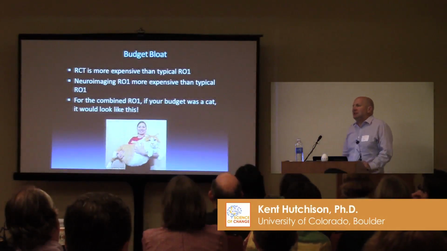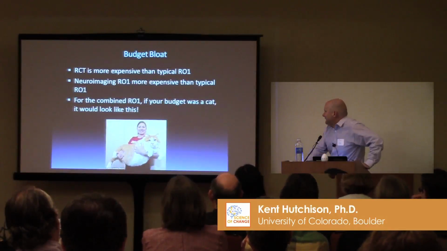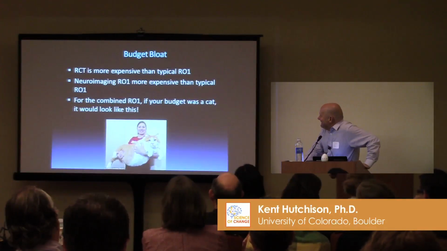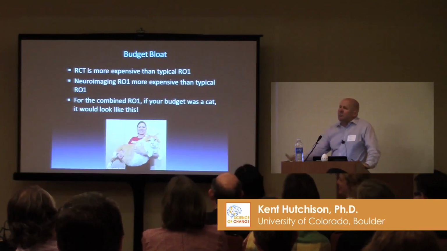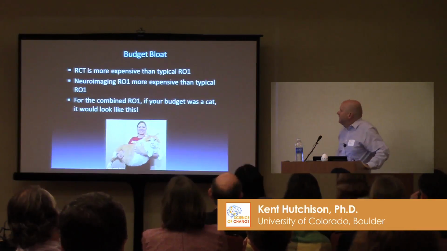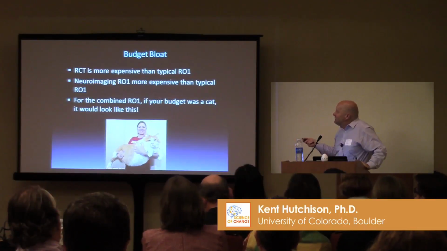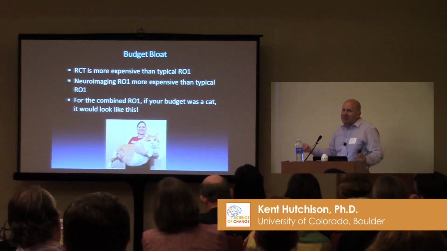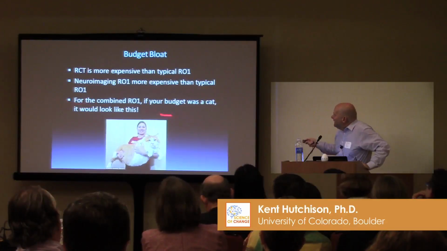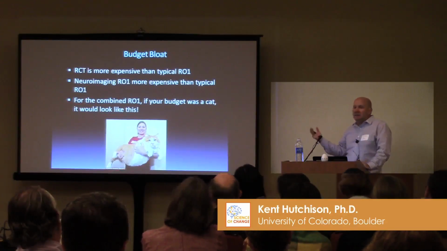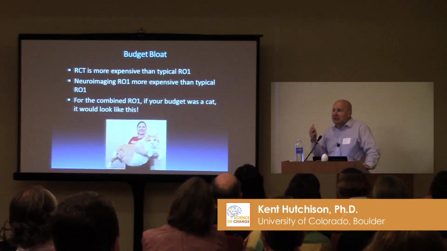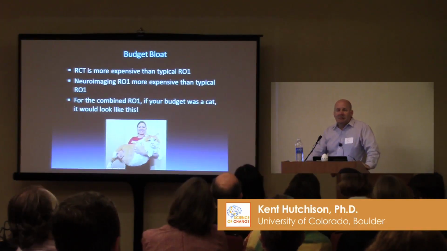Budget. So budget. Yeah. So you all know a clinical trial is pretty expensive, more expensive than your typical R01. And a neuroimaging R01 is also more expensive than a typical R01. So you put the two things together, and if your budget was a cat, it would look like this, right? So it's difficult to deal with, because then you're trying to keep the budget down, and times are tough right now, right? So this is an important consideration.